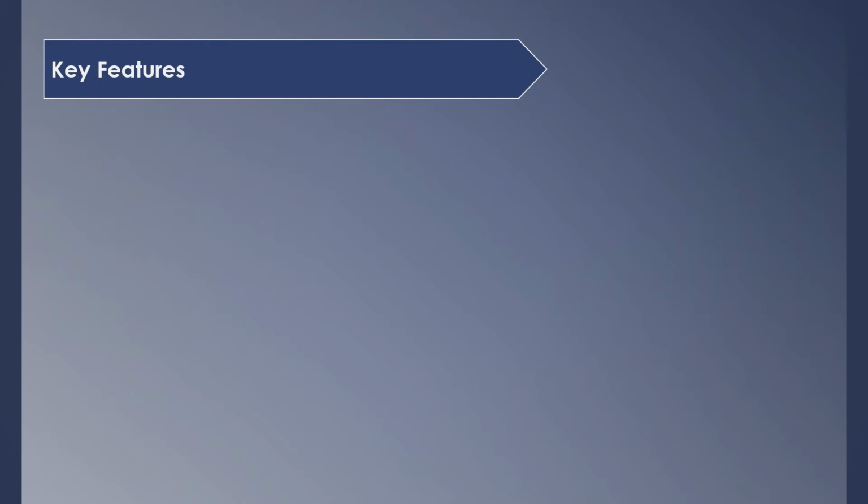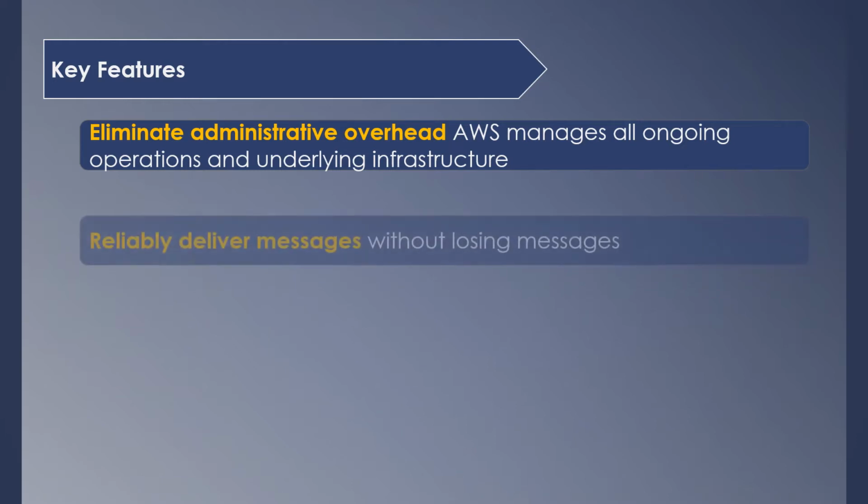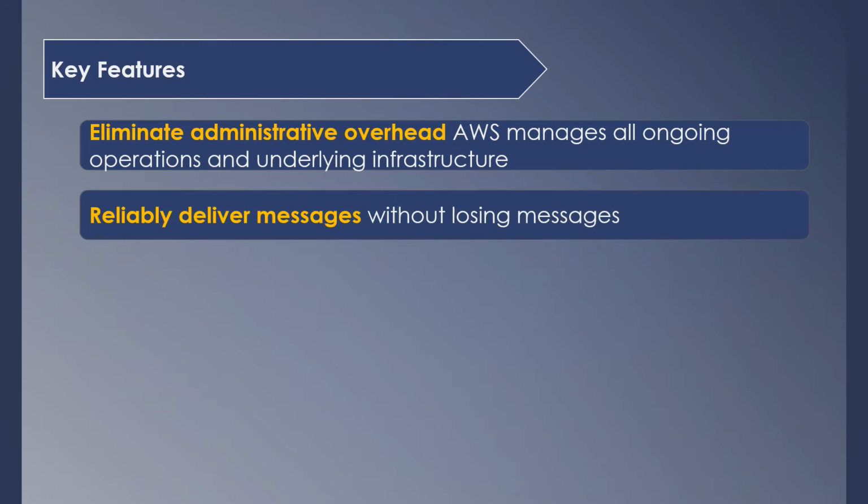Moving on to some of the key features of SQS, AWS manages all ongoing operations and underlying infrastructure needed to provide a highly available and scalable message queuing service, which eliminates the administrative overhead. SQS lets you transmit any volume of messages reliably. Multiple copies of every message are stored redundantly across multiple availability zones so that they are available whenever needed.